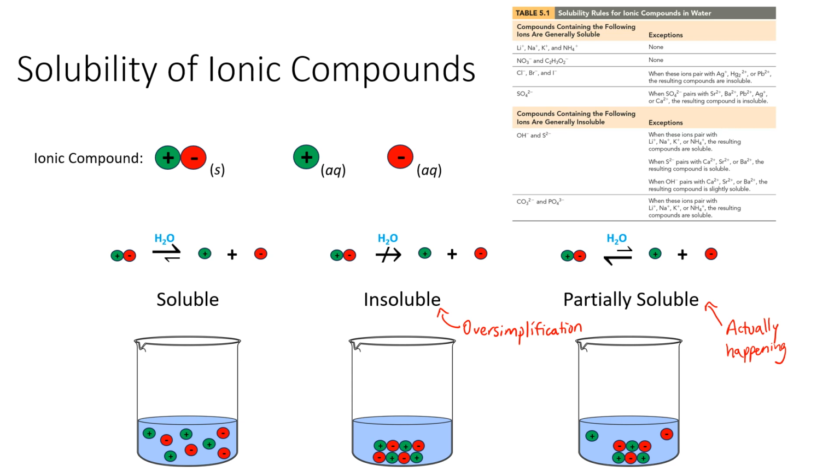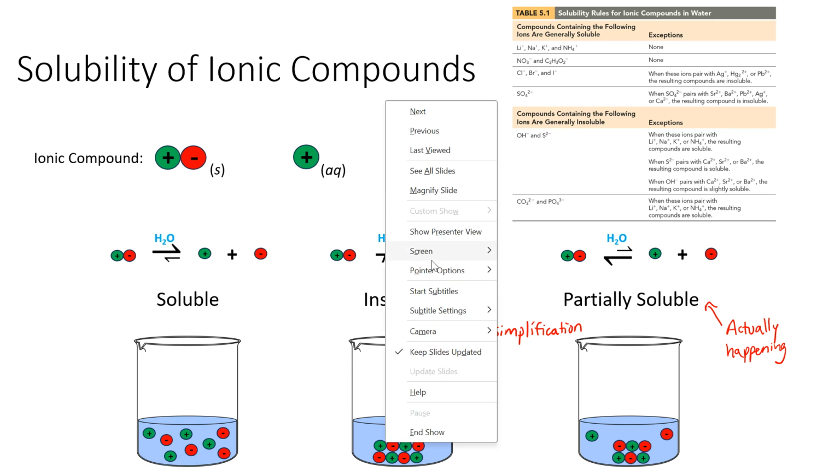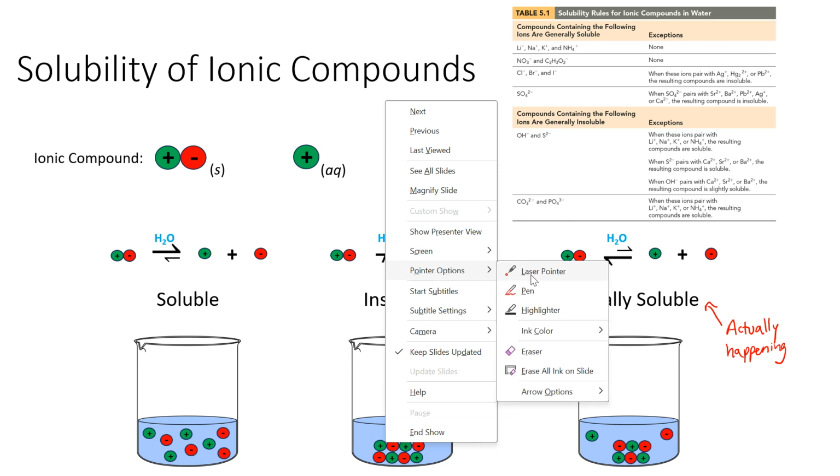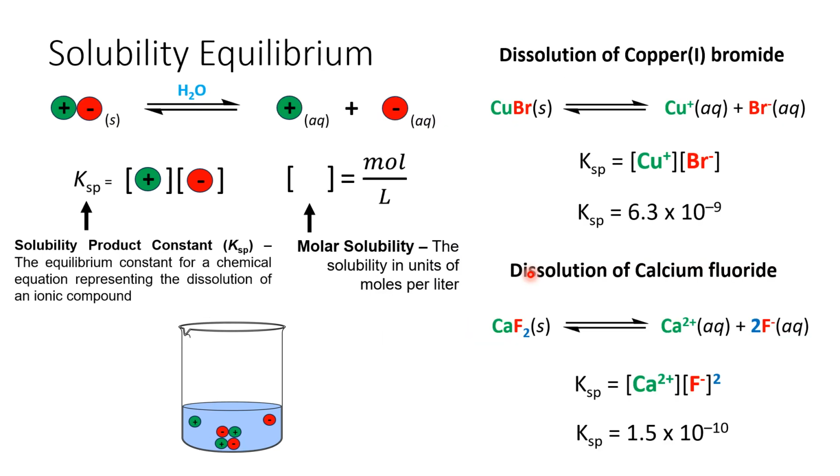All right, let's go back to my laser pointer over here. There we go. So let's dive into what we really mean by solubility equilibrium. Here's your generic reaction, quote unquote. This isn't even really a reaction. This is just showing you how an ionic compound breaks up into its positive and negative counterparts in water. And the degree to which this is happening, we describe it using something called KSP.